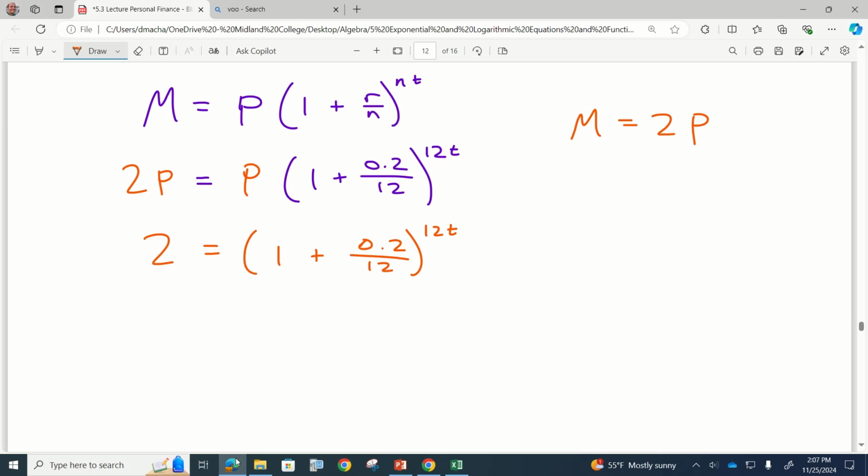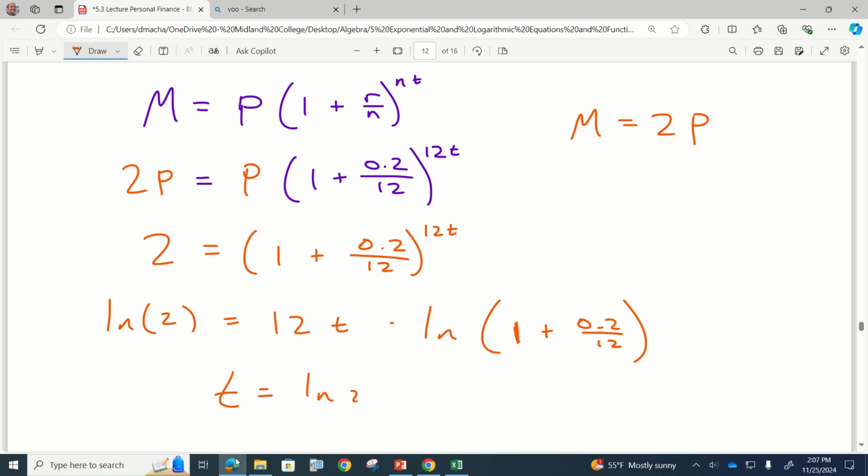Oh, natural log. Yeah, my unknown variable is in the exponent, so take the natural log of both sides of this equation. And then on the left side, I get natural log of 2. On the right side, I would get 12t times natural log of 1 plus 0.2 over 12. I already did the fancy power rule for logarithms. If you've got a power on the inside of the logarithm, you take it out, you multiply the logarithm by 12t in this case. And then t is going to be equal to natural log of 2 divided by 12 times natural log of 1 plus 0.2 over 12.